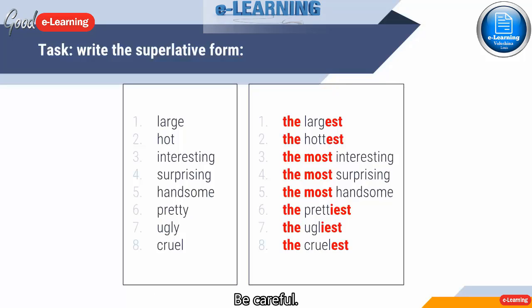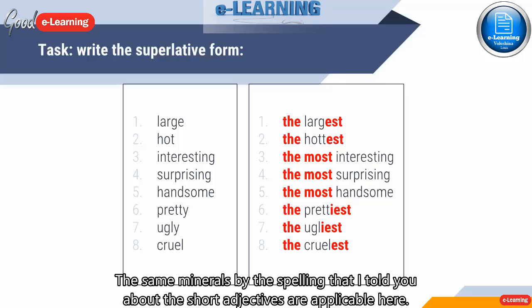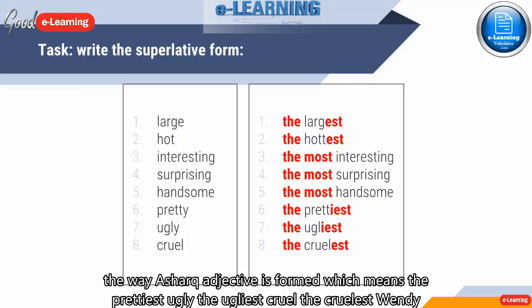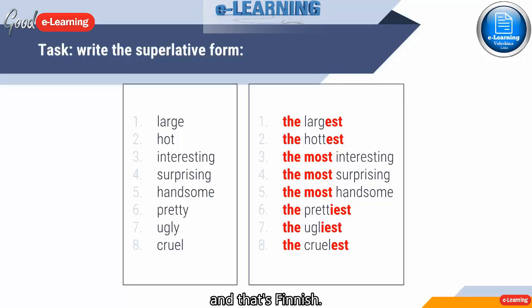Pretty, be careful. The same rules about the spelling that I told you about the short adjectives are applicable here. They are valid for long adjectives. So pretty, it doesn't matter that it's long, you form it the way a short adjective is formed, which means pretty, the prettiest. Ugly, the ugliest. Cruel, the cruelest. When the adjectives finish in Y or in EL, they receive -est at the end.